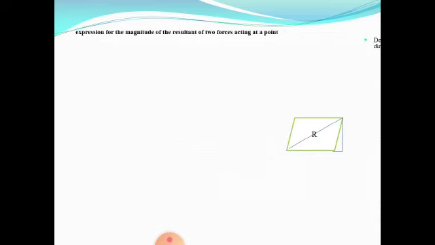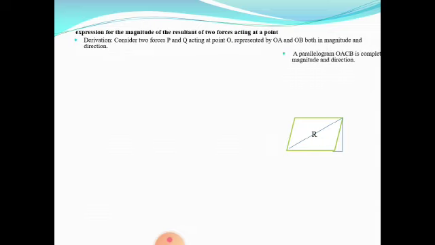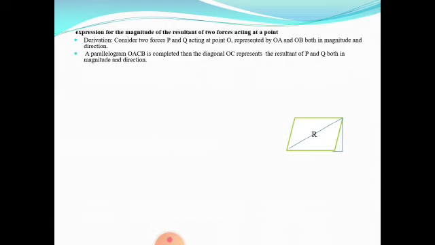Next one is the expression for the magnitude and direction of the resultant of two vectors acting at a point. Here we have to consider the two forces P and Q be represented both in magnitude and direction by OA and OB respectively. Here complete the parallelogram OACB and join OC. Here OC represents the resultant of P and Q.